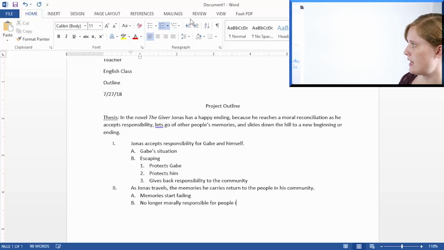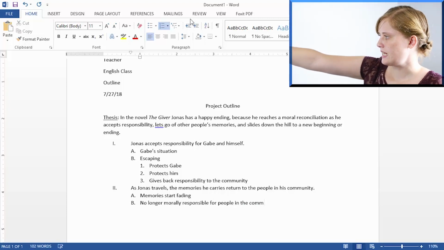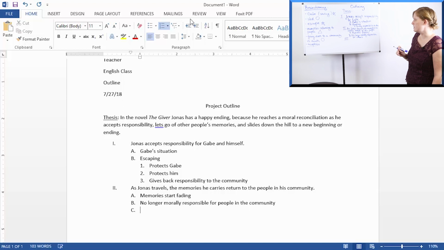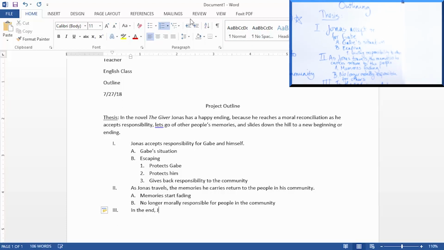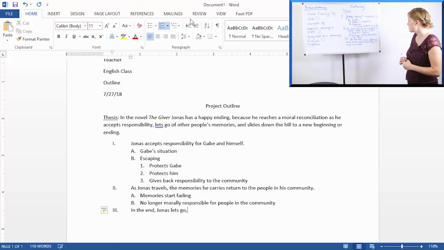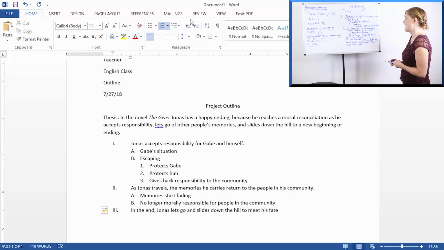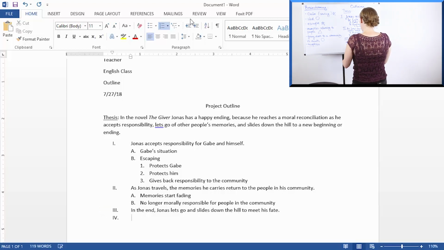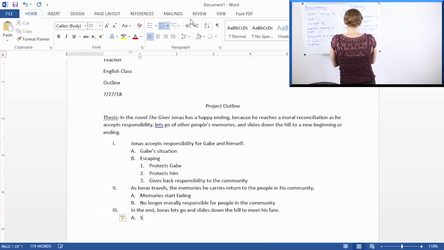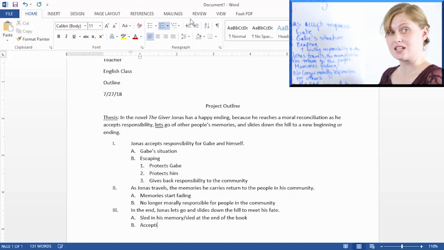Third, I have the sled and going down the hill to a community or death, however you interpret the text. So I have written topic sentence, in the end, Jonas lets go and slides down the hill to meet his fate. And I'm going to say, for textual support, I have the sled, and I have accepting that he has done everything that he can do.